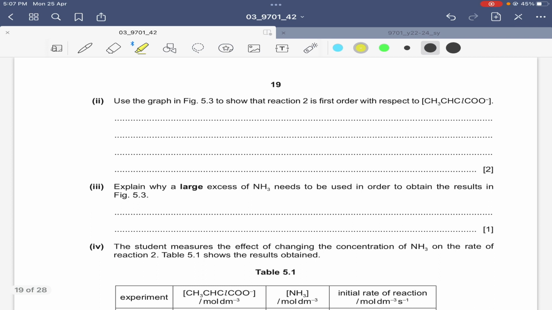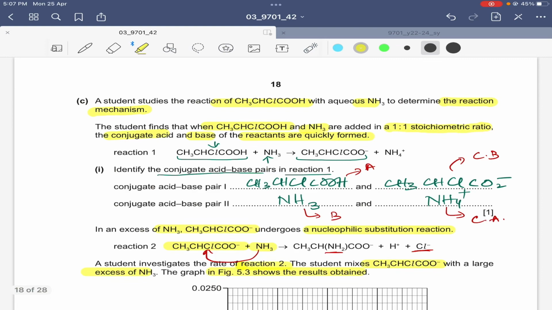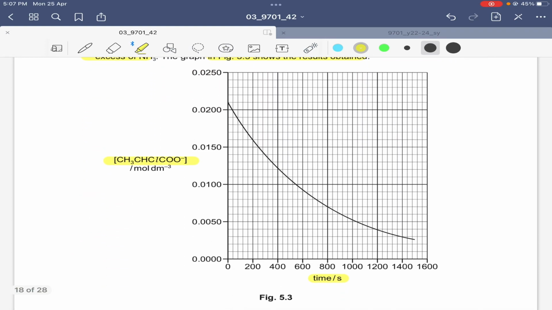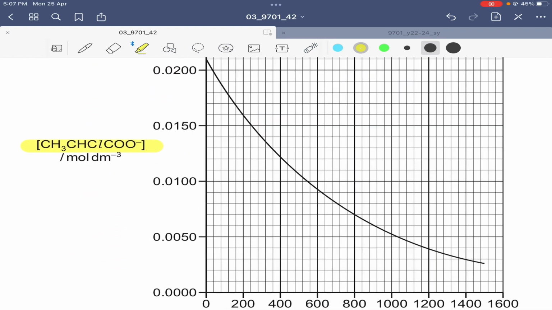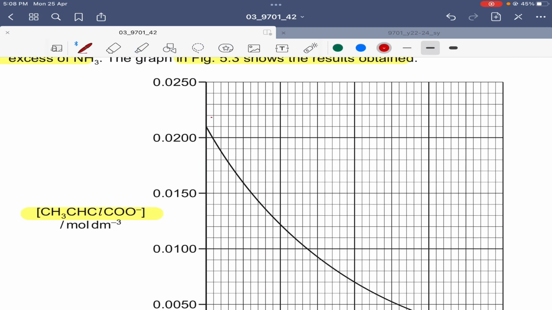Okay, so the next part is use the graph in figure 5.3 to show that reaction 2 is first order with respect to chloropropanoic acid. So just to prove that it is first order, we have to look for the first half-life and the second half-life, and if both the half-lives are same or almost same, that means it is a first order reaction.